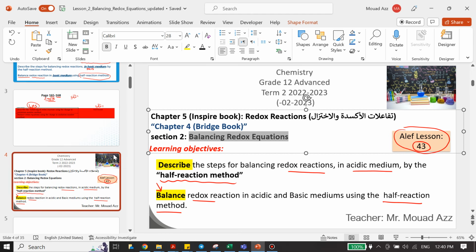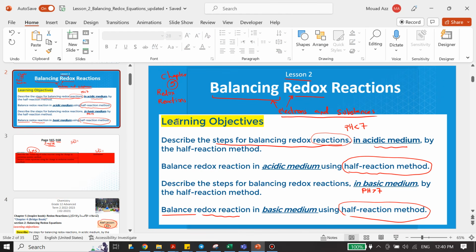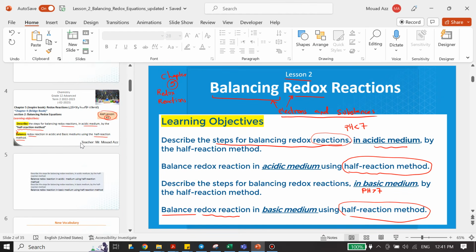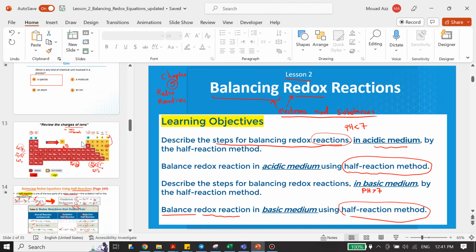Okay, so remember, these are our goals: to know the steps for balancing redox reactions in an acidic medium, and to use these steps and the half reaction method to balance redox reactions in acidic medium and in a basic medium. So yesterday we covered the basics.